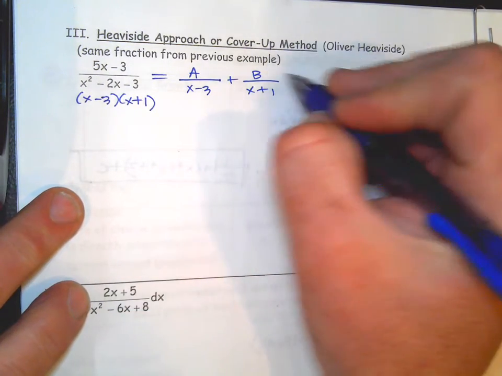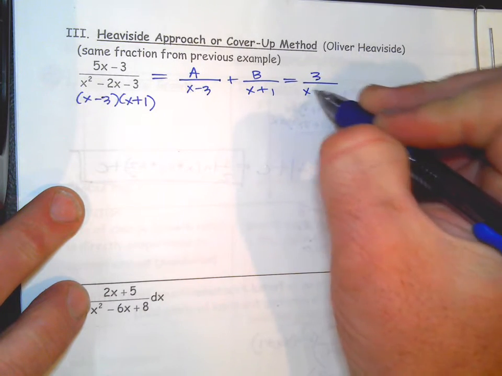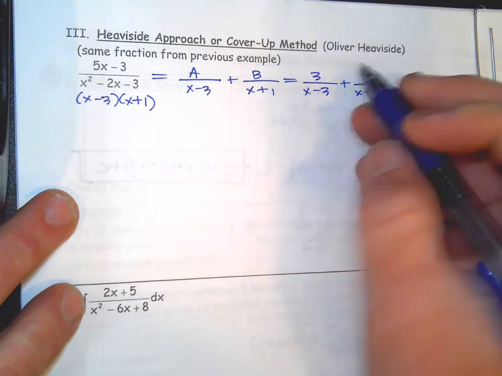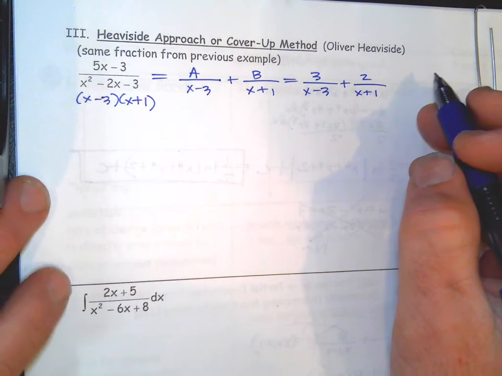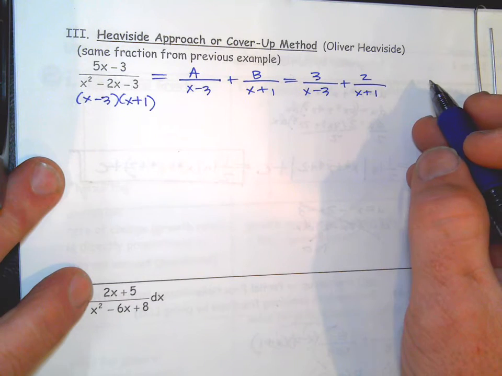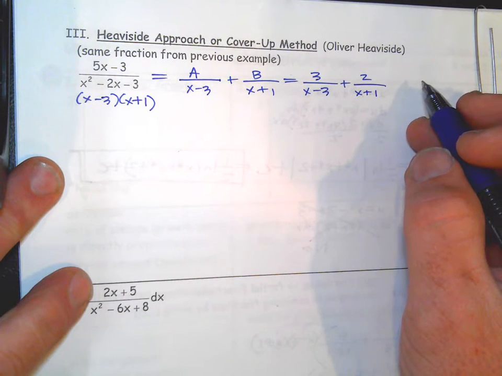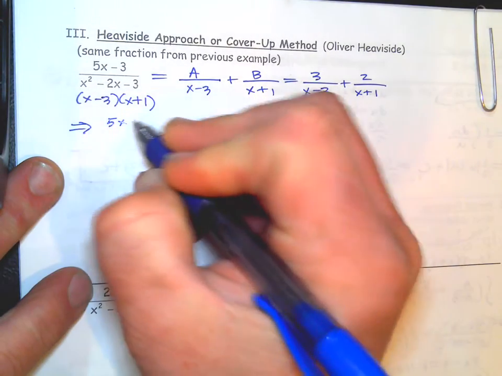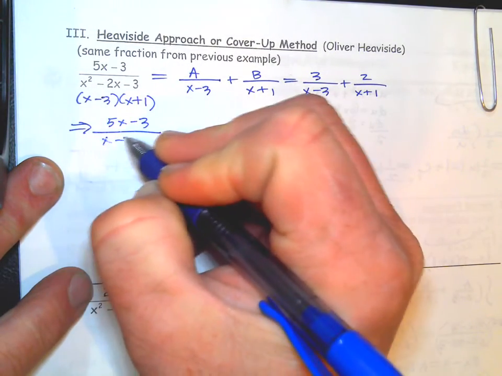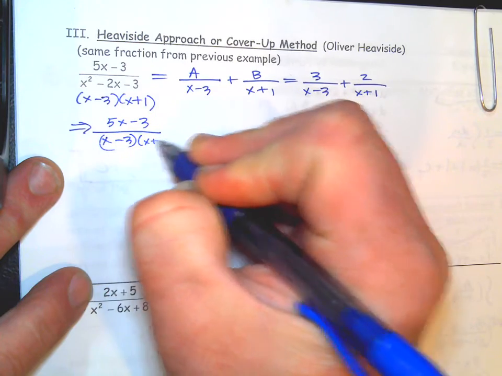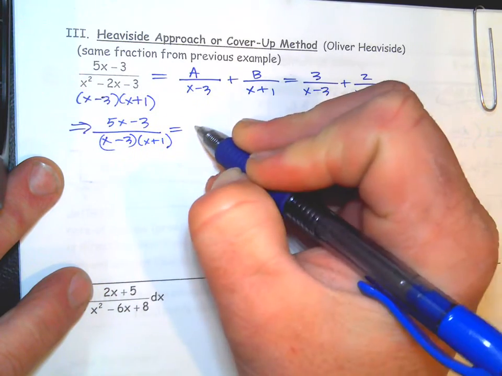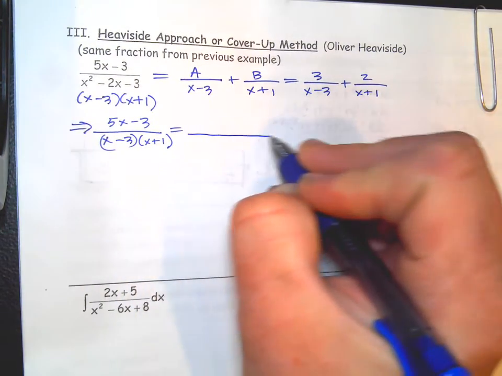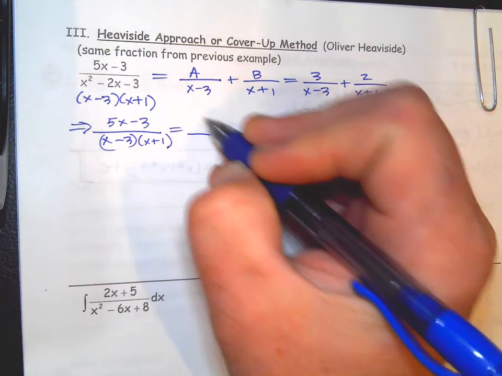Now, we know the answer is 3 over x minus 3 plus 2 over x plus 1. I guess I shouldn't write that yet, but this is the same problem we did in the front. So this is what we're going to do. I'm going to show you an in-between step that we usually won't write. So what we would do is put this all together; this is essentially what we did.